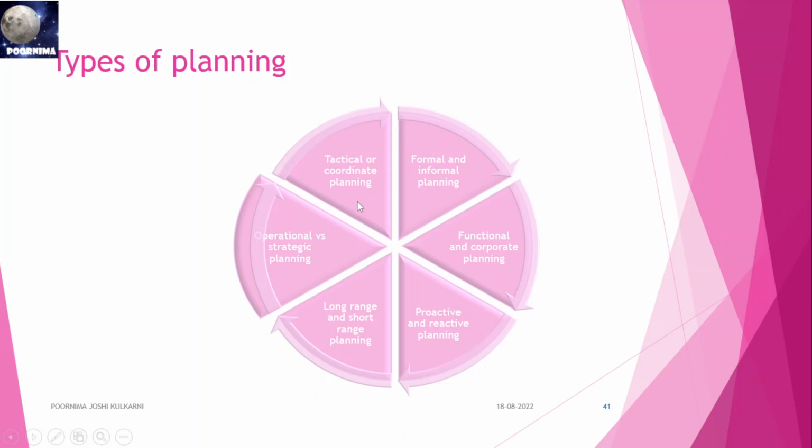And tactical or coordinate planning. Next, formal and informal planning comparison, functional and corporate planning, then proactive and reactive planning. All this we have discussed. You have to remember all these headings and explain in your own words. Understand this and write in your own words. Don't mug up.